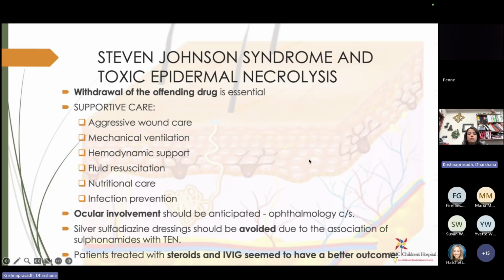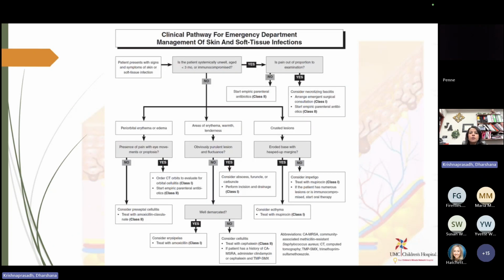It is good to involve ophthalmology in care of these patients because they can have ocular involvement. And patients who are treated with steroids or IVIG can have better outcomes.